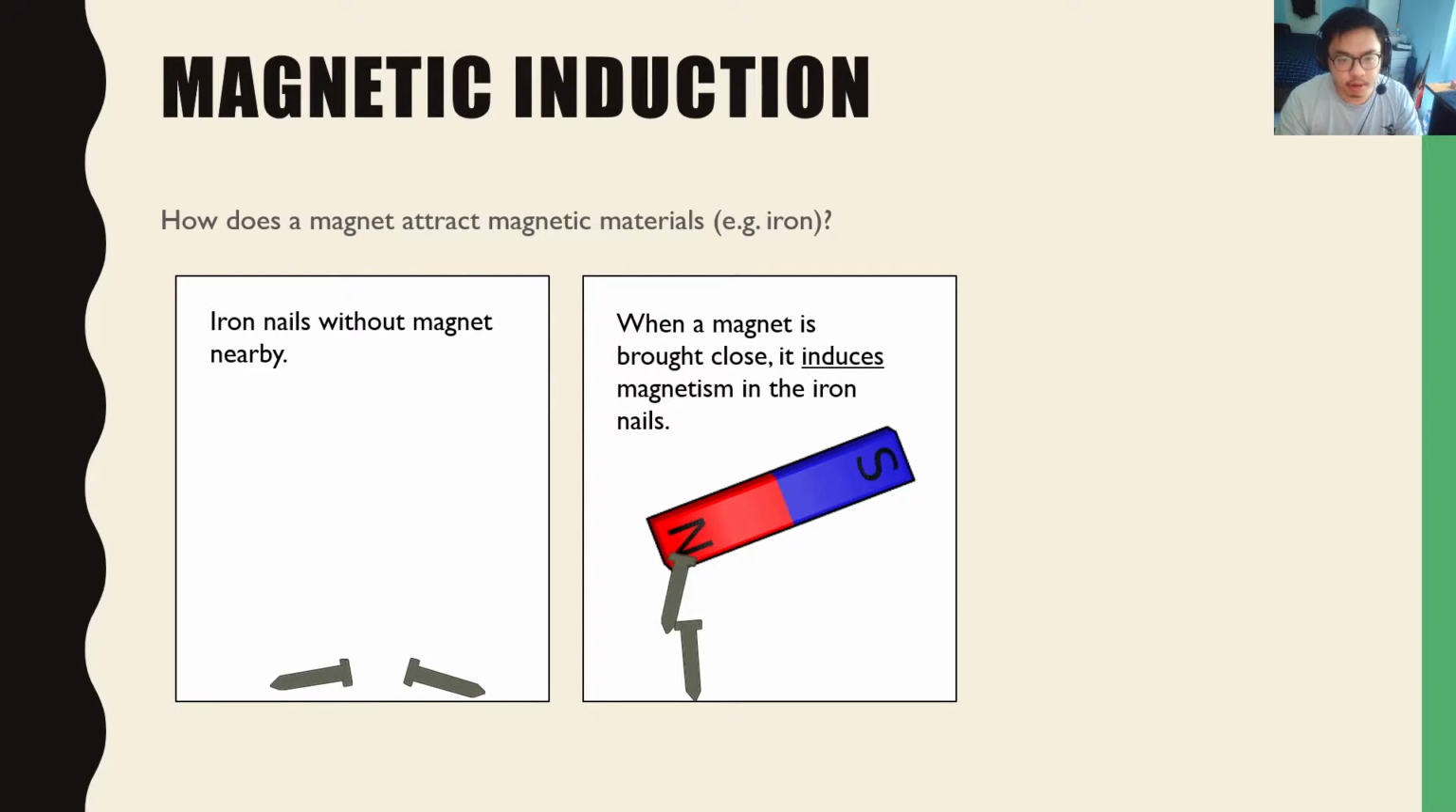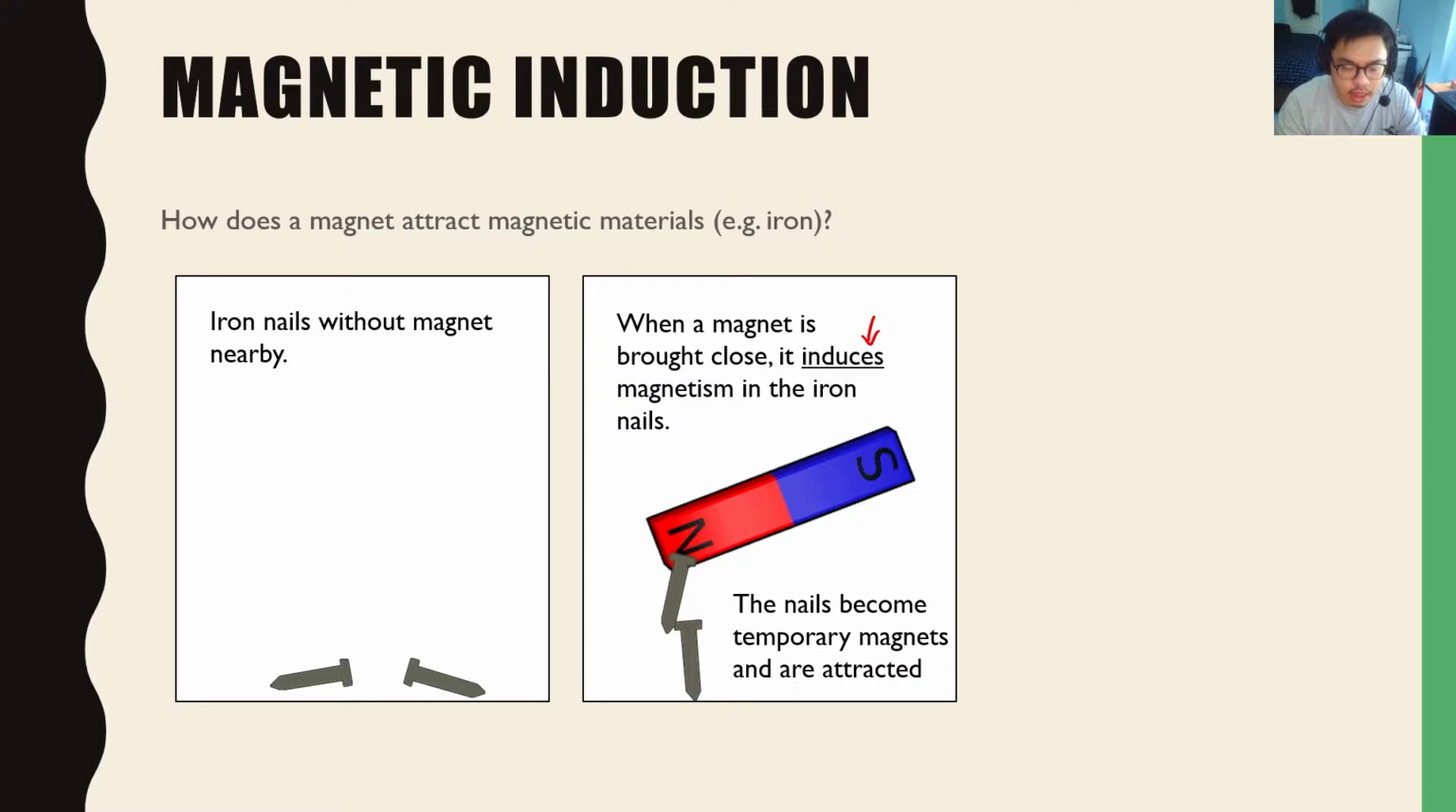So when a magnet is brought close, it induces, so there's this new word here. To induce means to influence or give something a certain property. So in this case, the magnet induces magnetism in the iron nail. So the magnet lends its magnetism to the iron nail. So the nails become temporary magnets and then are attracted.